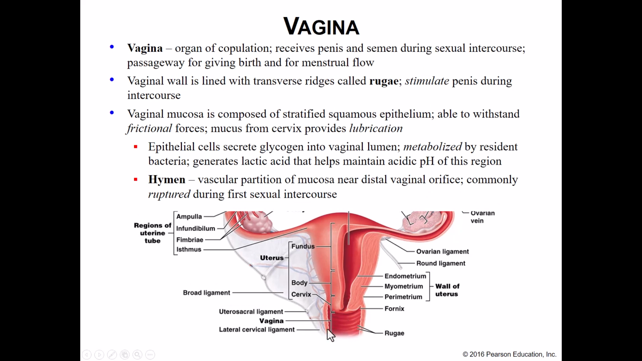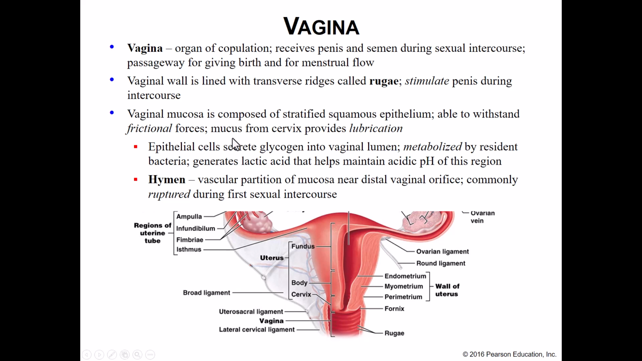The vagina is our receptive organ. This is where copulation takes place. It is also used for giving birth. As I showed you before, the vaginal wall has those rugae, which allow for the penis to enter by expanding and accommodating the penis during intercourse.